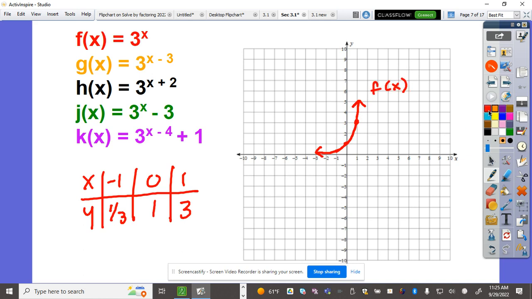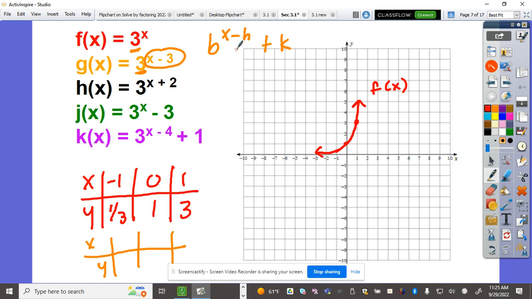Well, for the yellow one here, or the orange one here, so x, y, here's what you need to do. The base here is the same thing as 3, like the red one, but there's a minus 3 here. There's a pattern here, guys. The pattern here is b to the x minus h plus k. The h here is still horizontal movement, and the k is a vertical movement.